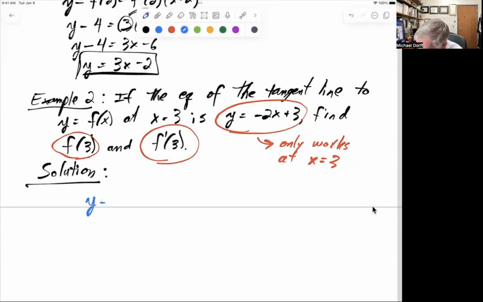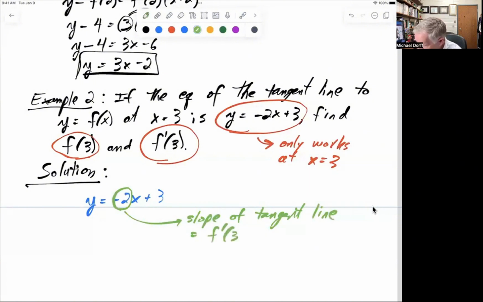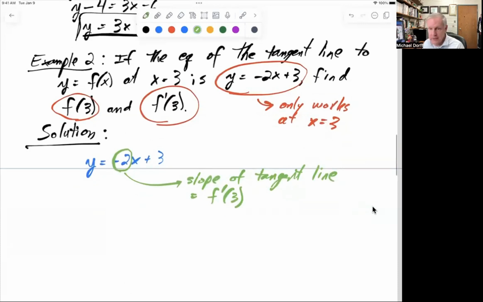So we're given y equals negative 2x plus 3. The negative 2 here represents the slope of that tangent line. And that slope of the tangent line is the same thing as the derivative at 3. Again, this only works; that is the slope at x equals 3. If I took a different point like x equals 4, I'd have a different value for the slope of the tangent line. So I couldn't answer this question if they gave you this information and said find f prime of 4.